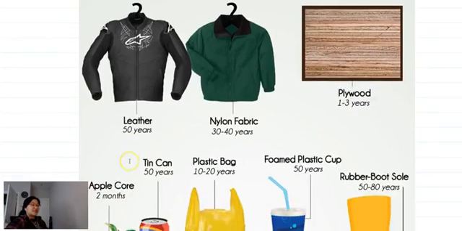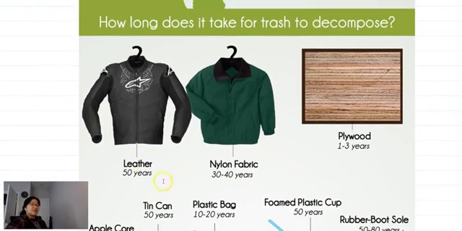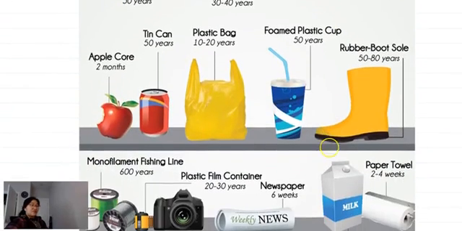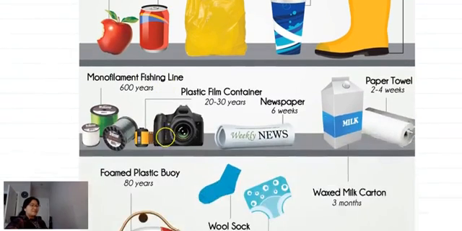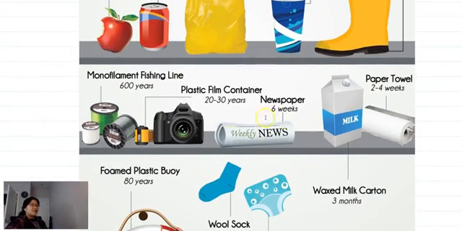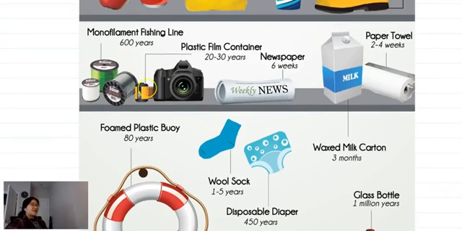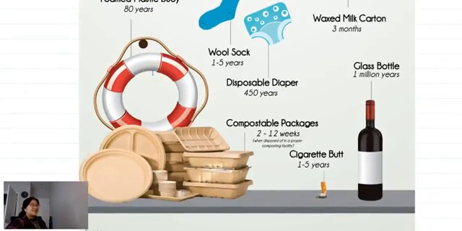Well, leather takes 50 years, which was very surprising to me. I guess logically it does make sense. But plywood takes like 1 to 3 years. Plastic bag, like 10 to 20 years. A foamed plastic cup is 50 years. Apple cores are only 2 months, so unashamedly eat apples and compost them. Paper towels are 2 to 4 weeks. Newspapers, 6 weeks. Plastic film containers, which I don't know if anyone uses anymore, that's 20 to 30 years. Microfilament fishing line, 600 years for that to decompose. That's wild. So just food for thought.